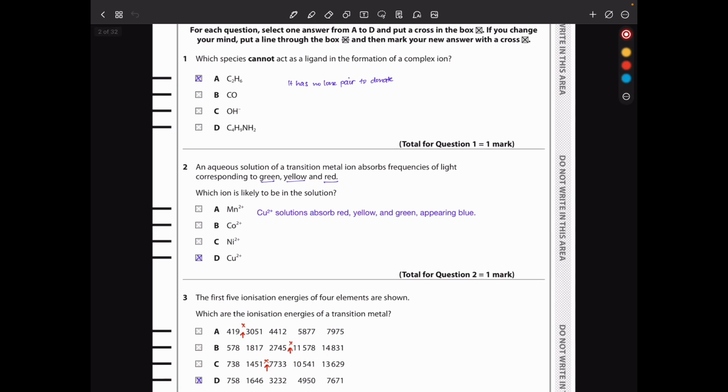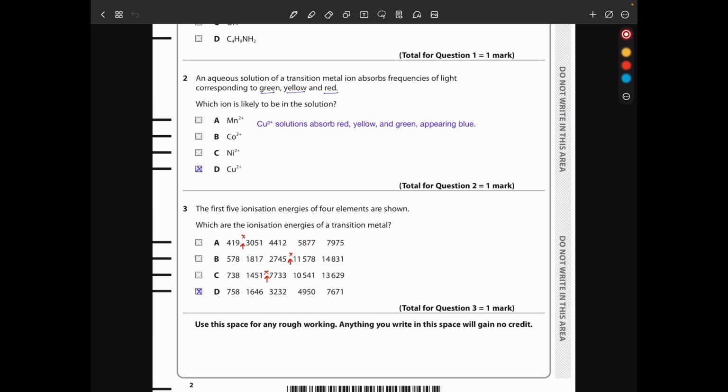In question 2, an aqueous solution of a transition metal ion absorbs frequencies of light corresponding to green, yellow, and red. Which ion is likely to be in the solution? If it absorbs these three colors, then it means it's going to appear blue. So I said copper solution absorbs red, yellow, and green, so it appears blue, and that is going to be the answer.